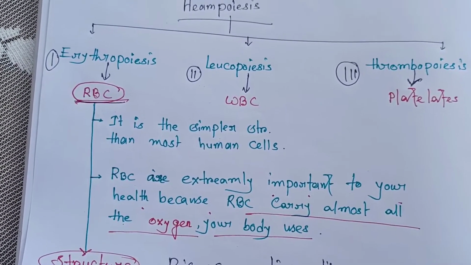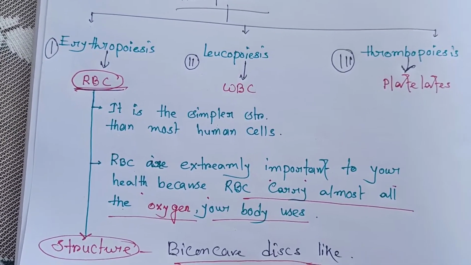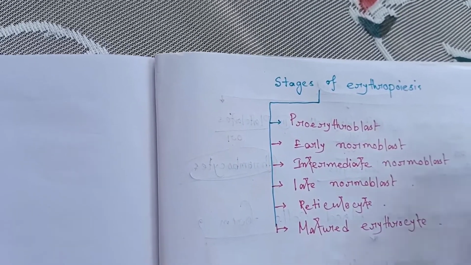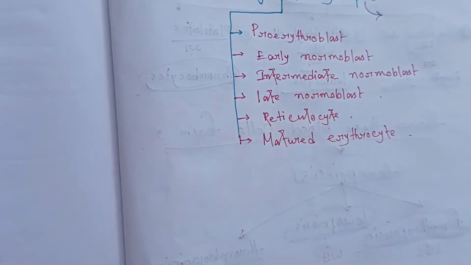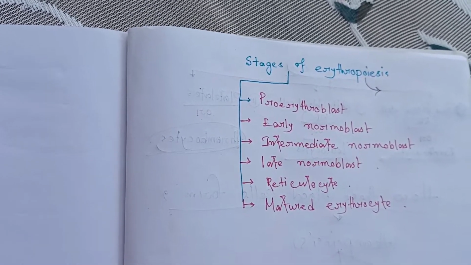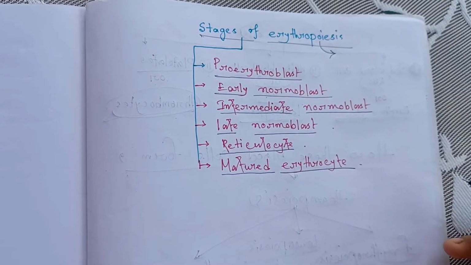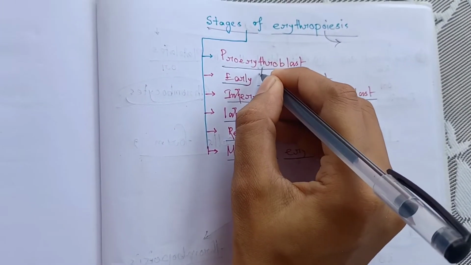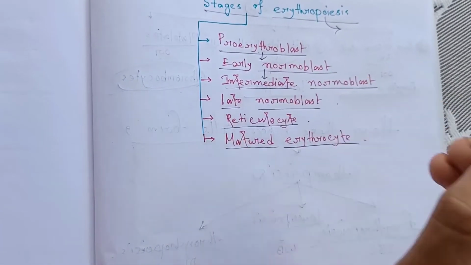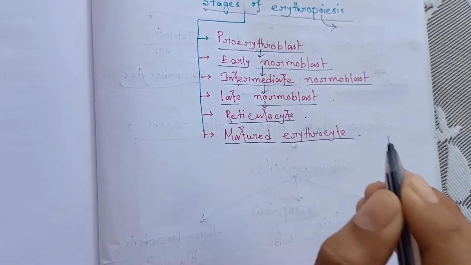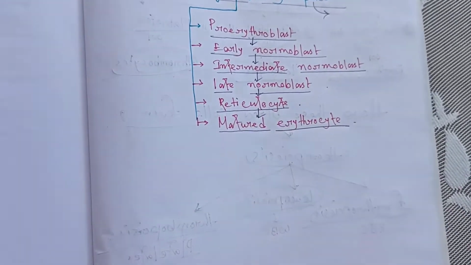Then I tell you about the erythropoiesis process, how the RBC or erythrocyte is formed. Erythropoiesis means the generation of RBC. So, how does this process occur? Stages of erythropoiesis: first one is proerythroblast, from where early normoblast, then intermediate normoblast, then late normoblast, from where reticulocyte, and then mature erythrocyte.